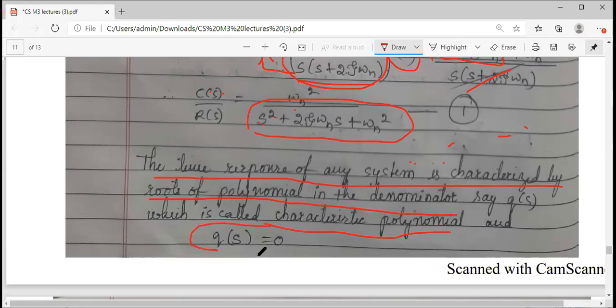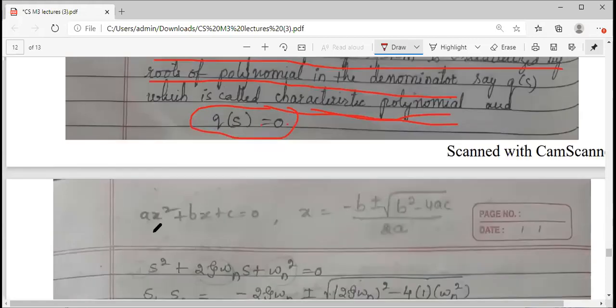So whatever your denominator polynomial is, we call it the characteristic polynomial, and we will make it equal to 0. So set the denominator to 0 and find the roots. I have written here how to find the roots. You know how to find the roots of a quadratic equation.